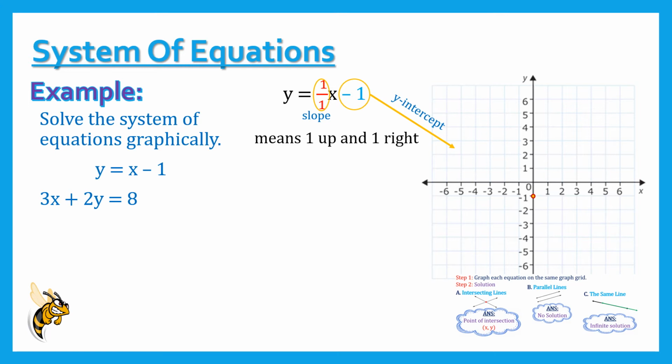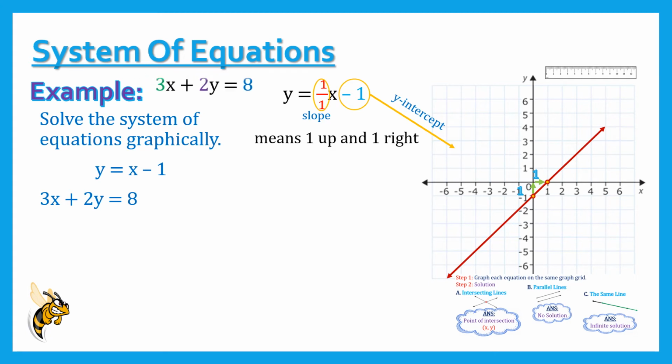And what does it mean? The top is positive, that means I need to go up 1 unit, and the bottom is positive, so I need to go to the right 1 unit from your y-intercept. So I'm going to go up 1, and I'm going to go to the right 1. I'm going to put a point, use a straight edge, and I'm going to draw my line.